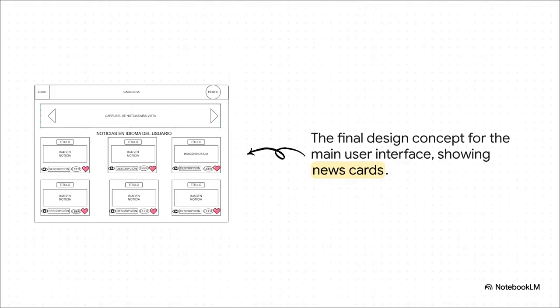Here it is. This is a look at the design concept for the main user interface. You can see it's got a nice, clean layout. There's a carousel up top for the big stories, and then a grid of news cards down below. This is the tangible result of all that back-end work we were just talking about. A clear, simple interface for the user.